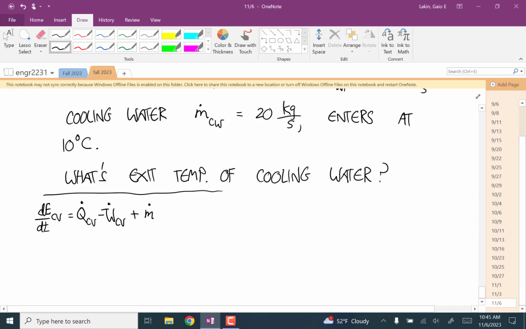Okay, m dot for the working fluid times the quantity, so for the working fluid, the inlet is state 2. I'm going to leave off the potential and kinetic for now, just right at the start, minus the mass flow rate for the working fluid times the specific enthalpy at the exit, which is h3.